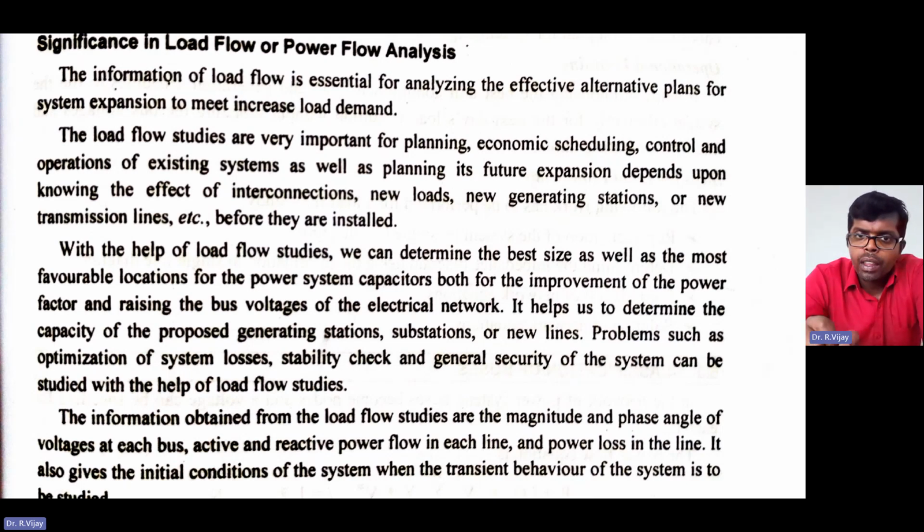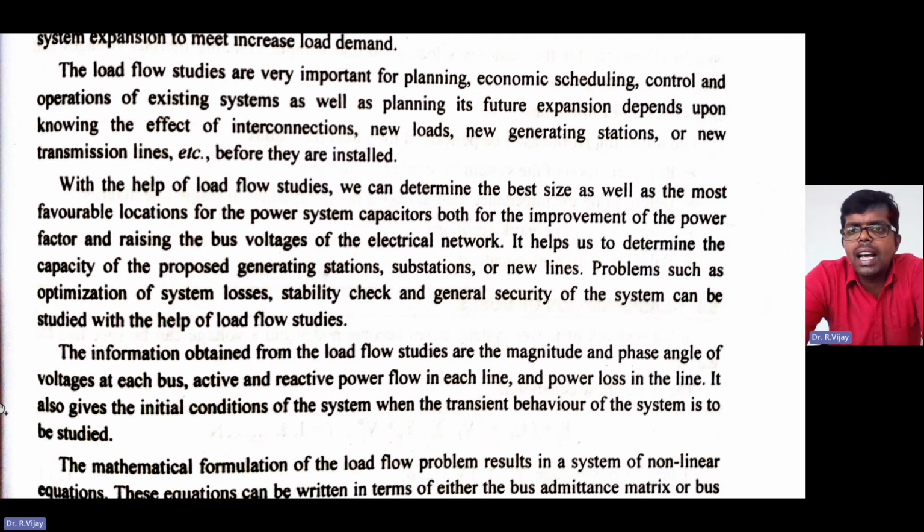We need to plan for the extension, and with the help of load flow studies, we can determine the best size as well as the most favorable location of the power system capacitors, both for improvement of power factor and raising the bus voltage in the electrical network. Say, for example, if it is near industrial areas, there are more inductive loads. Due to the more inductive loads, the power factor also reduces like anything.